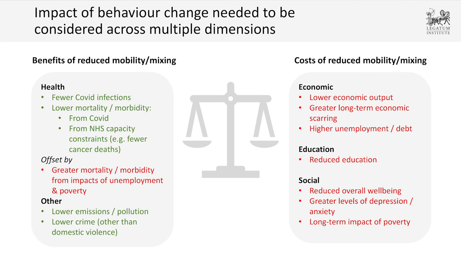And then on the other side of the ledger, we need to think about the economic impact. Lower economic output that would come from less mobility, greater long-term economic scarring, higher unemployment and debt. Education has been impacted and would be impacted further by reduced mobility. Classes would have to go online, social isolation would be increased and so forth. And then on the social dimension, greater levels of reduced overall well-being, as people are not able to meet with friends and family, not able to pursue their lives with the freedoms they used to have, that has an impact, as would we find greater levels of depression and anxiety, and the long-term impact of poverty would also play out in people's well-being. So these are the trade-offs that have to be made.